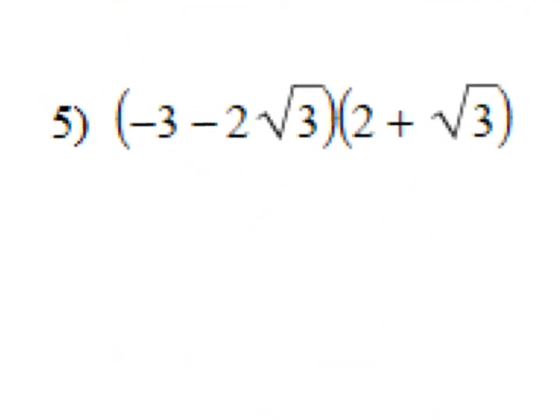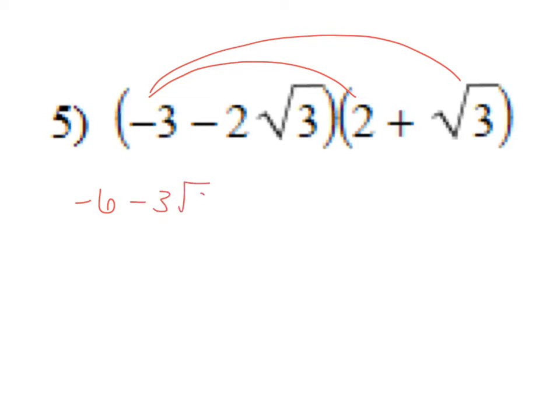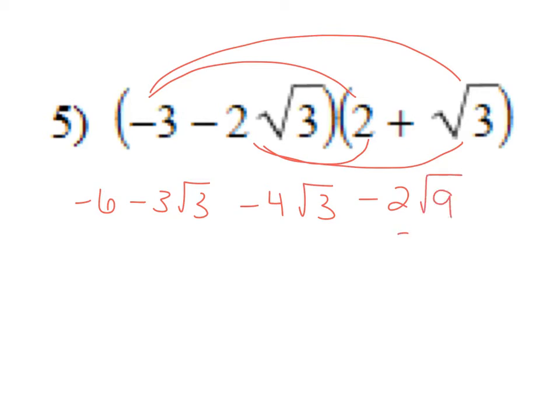Okay, so in this guy, we're going to FOIL. So I'm going to go ahead and take the negative 3 to the 2 and get negative 6. Negative 3 to the root 3 and get negative 3 root 3. Now I'm going to distribute this negative 2 root 3. So I'm going to get negative 4 root 3. And then I'm going to get negative 2 root 9. Now, the square root of 9 is 3, so this is really just saying minus 6, okay?